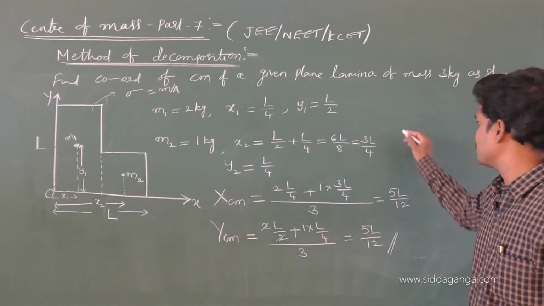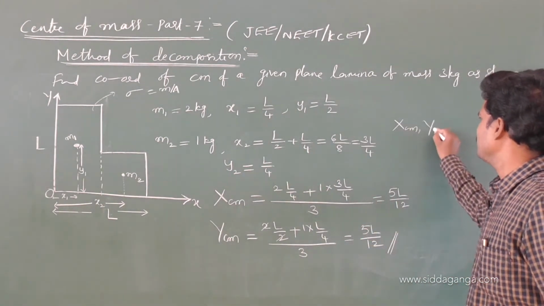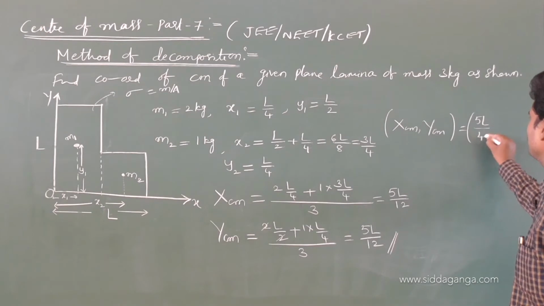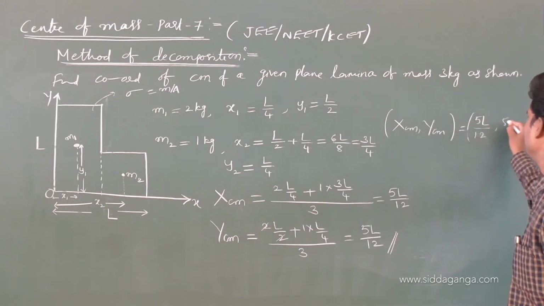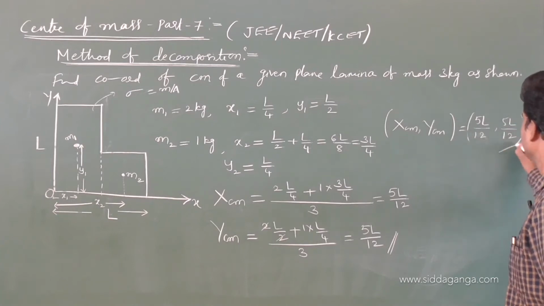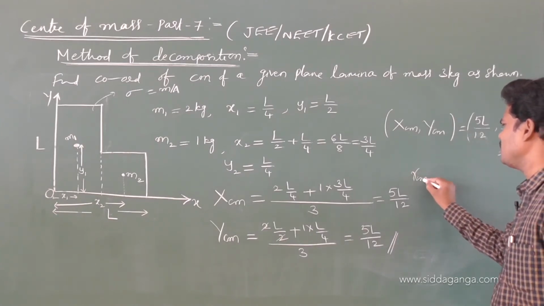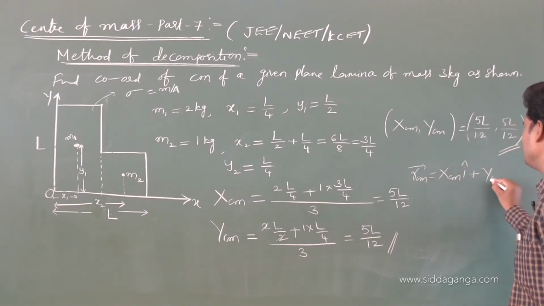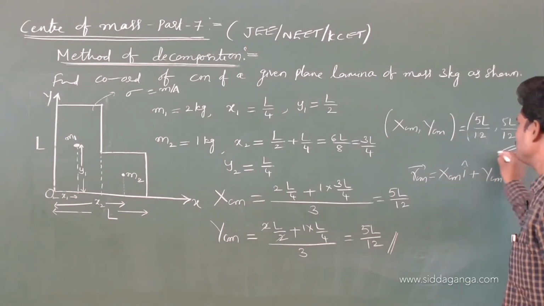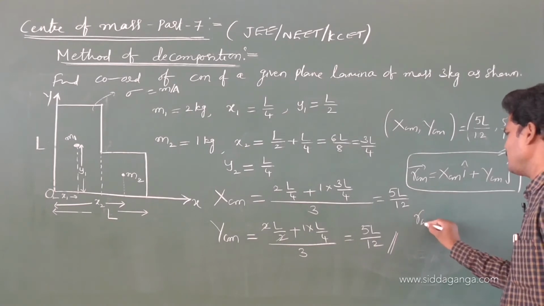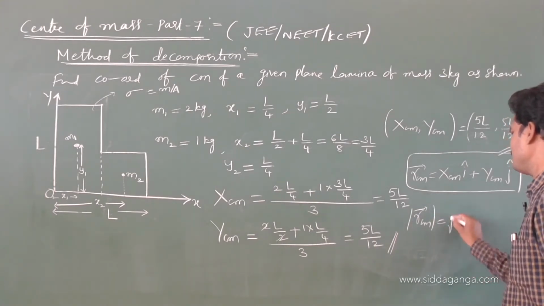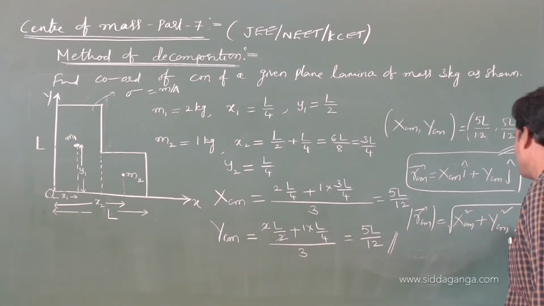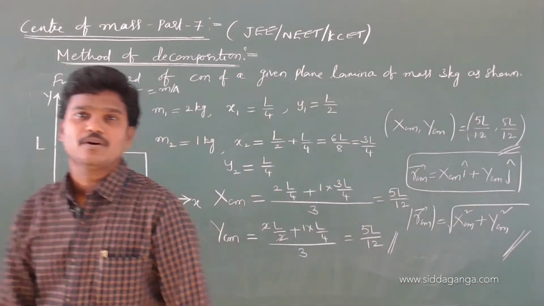So what are the coordinates now? XCM and YCM are 5L by 12, 5L by 12. If they ask to find RCM bar, the position of center of mass, then what are you going to do? XCM i cap plus YCM j cap. If they ask to find the magnitude of the position of center of mass, then you know how to find it: root of XCM square plus YCM square. See, this is the method of decomposition. Okay.